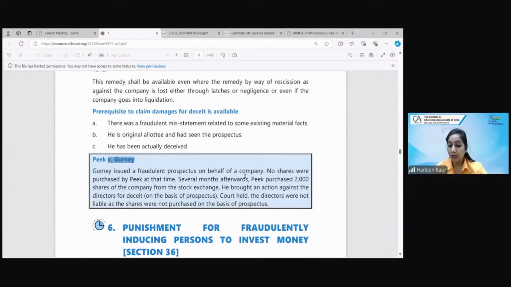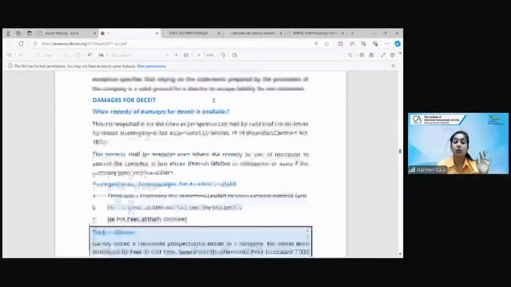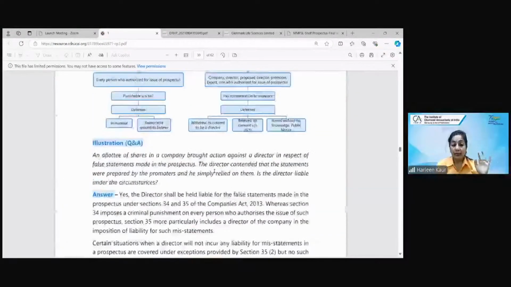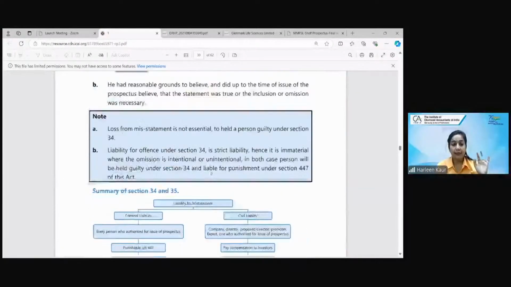Gurney issued a fraudulent prospectus. No shares were purchased by Peek at that time. Several months afterward, Peek purchased 2,000 shares from the stock exchange. So he brought an action against the directors for deceit. Deceit means for cheating him. So it was held directors were not liable because the shares were not purchased on the basis of the prospectus. Why? Because he has not purchased the shares in the primary market. He purchased the shares in the secondary market. Is that clear?